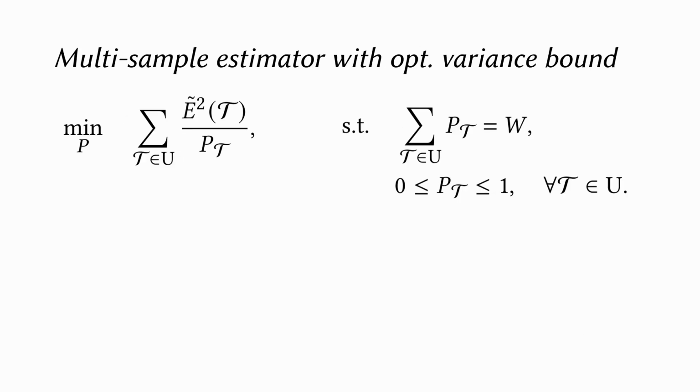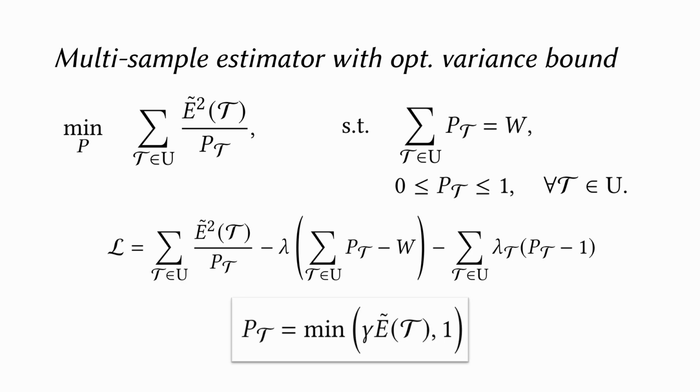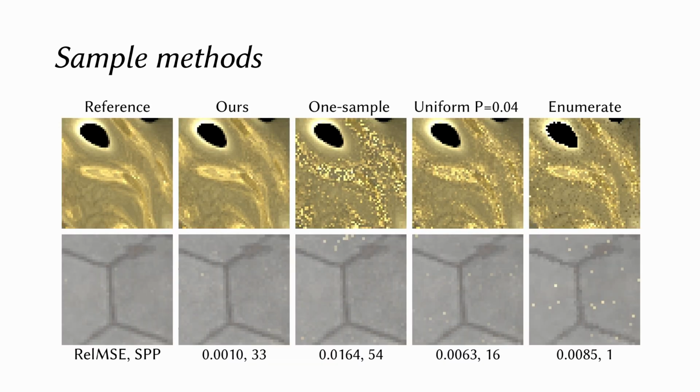Using our computed irradiance distribution bounds, we can write down the variance bound of a multi-sample estimator and optimize it to get the sampling probabilities. As a result, the variance of our optimized estimator is negligible, while standard importance sampling or uniform sampling suffers from visible noise or aliasing in equal time.